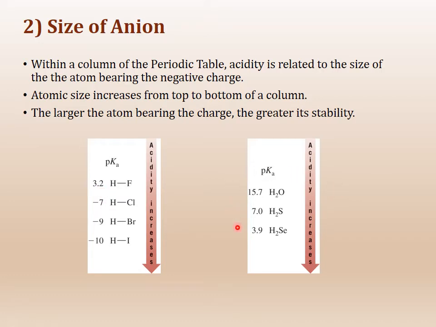Another example here is for group number 6, where you have oxygen, sulfur, and selenium. Again, one might think that water is going to be the strongest acid because oxygen is the most electronegative, but it's not about the oxygen so much as it is about the size of the atom. So selenium here is the biggest size, and because of that, it can hold on to the electrons a little bit more, and therefore it has the smallest pKa, hence the strongest acid.